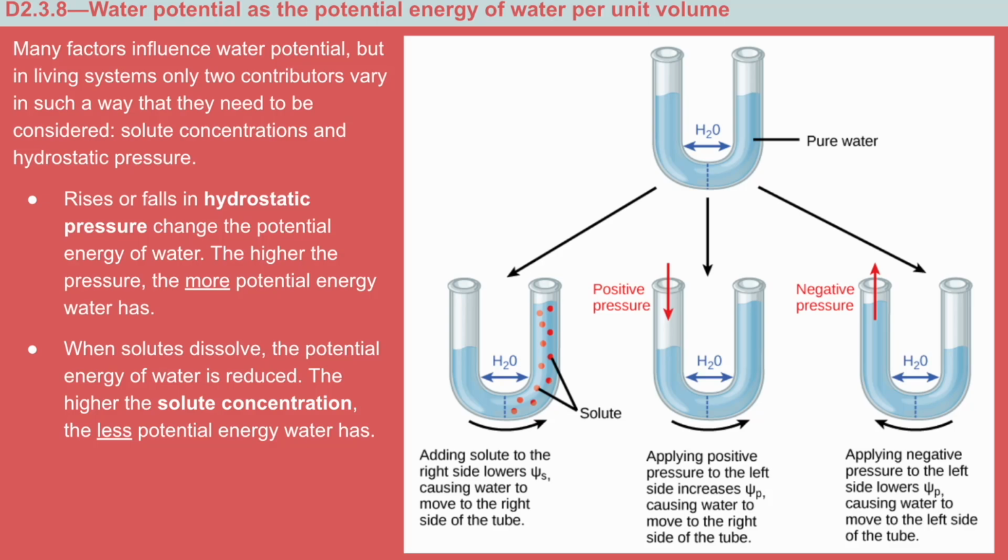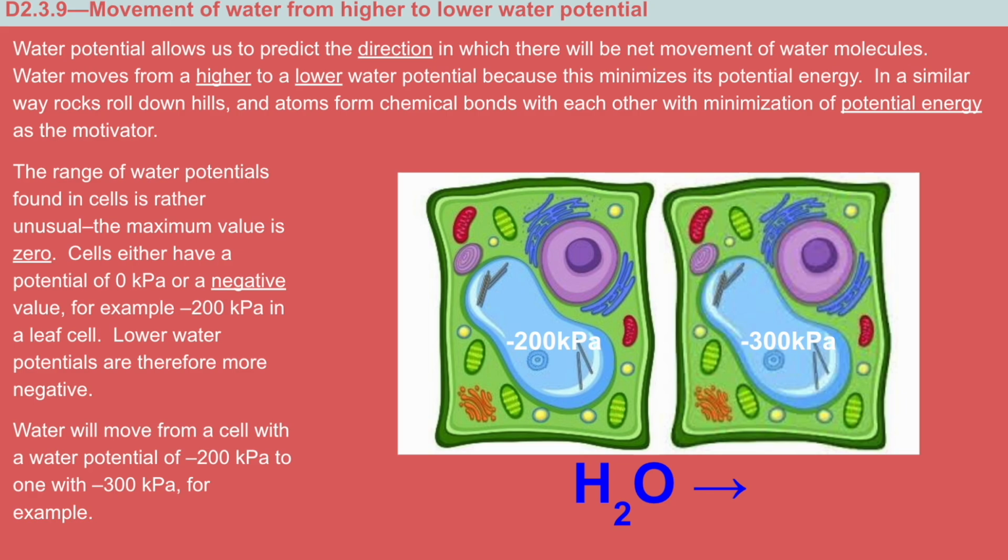Many factors can influence water potential, but in living systems, we only care about 2 different factors: solute concentrations and hydrostatic pressure. Rises or falls in hydrostatic pressure can change the potential energy of water. The higher the pressure, the more potential energy water has. And when solutes dissolve, the potential energy of water is reduced. The higher the solute concentration, the less potential energy the water has. Now, water potential allows us to predict the direction in which there's going to be net movement of water molecules.